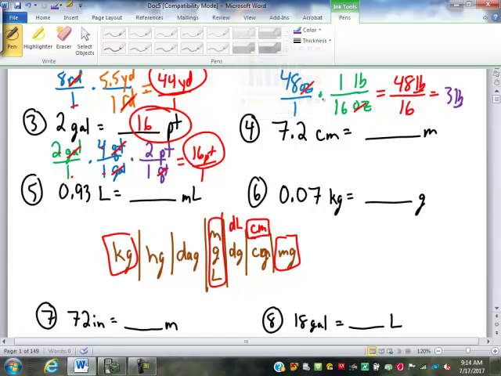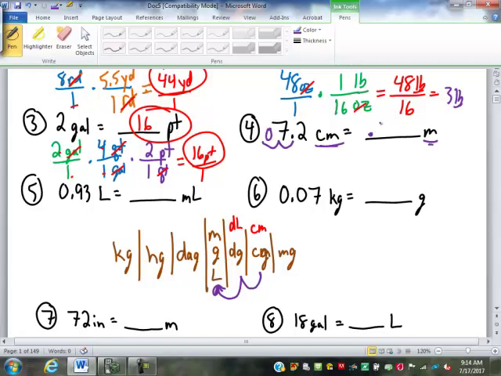So anyway, we can use this chart to do our metric conversions. From centimeters to meters. Here's centi, here's meters. To get from centimeters to meters, it's 2 spots to the left. Our decimal point has to go 2 spots to the left. So 0.072.